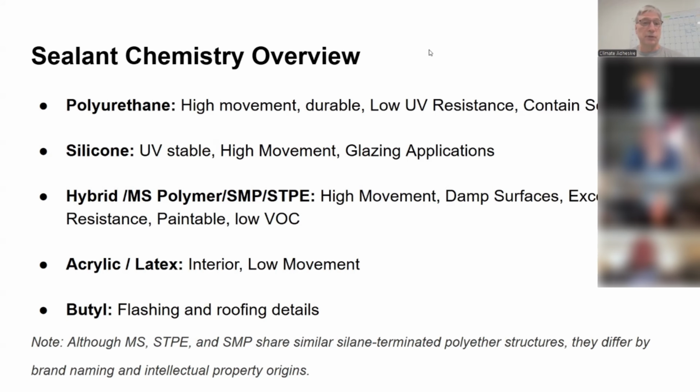Sealant chemistry overview. So polyurethanes can get good movement capability. They can be pretty durable, but they have low UV resistance. So when you have high UV exposure, which, for instance, a lot of concrete will typically have, whether they're tilt-up panels or slab-on-grade expansion joints, the UV will do a number on them, and it won't last very long. They also contain solvents, anywhere from 15 to 20%.